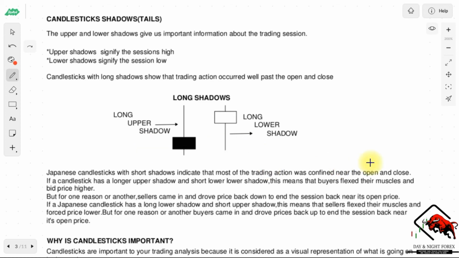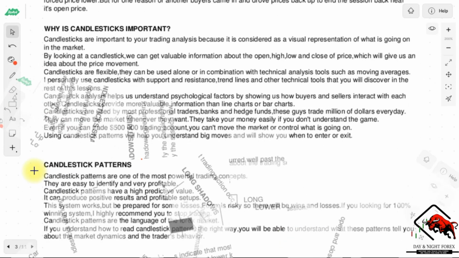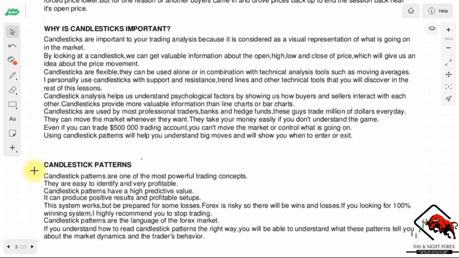Moving on to why candlesticks are actually important. Candlesticks are important to your trading analysis because they are considered a visual representation of what is going on in the market, so the behavior of the price and everything. By looking at the candlesticks, we can get valuable information about the open, the high, the low, and the close of the price, which will give us an idea about the price movement.